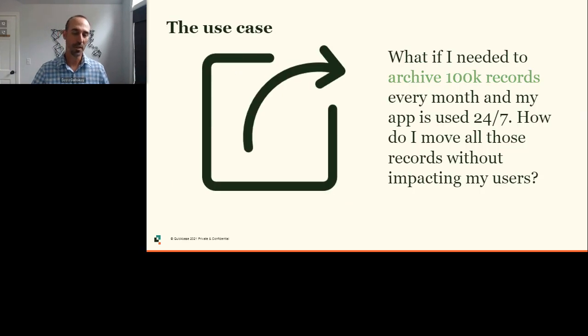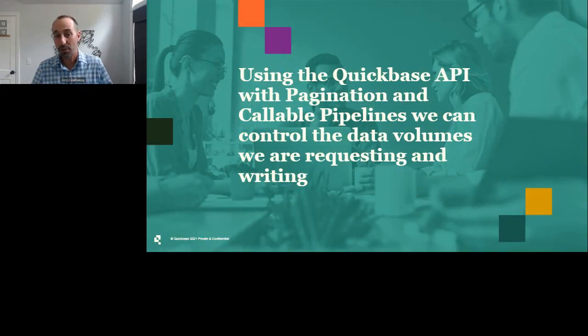All right, so the use case we're going to use is very simple. It's just kind of, what if I needed to archive 100,000 records every month, right? My app is used 24/7, meaning I don't want to impact my end users. So I want to be thoughtful about how I move data from a Quickbase app to, say, a data warehouse or another Quickbase app or whatever it is. Right? I just want to be thoughtful about it, and I want to do it in a performant way. So you can do that using the Quickbase API and Callable Pipelines, right, to really control the data volumes and the requesting, the queries, and pushing data to another system.